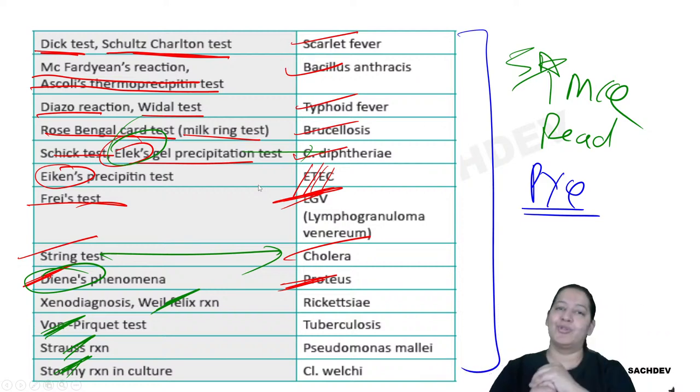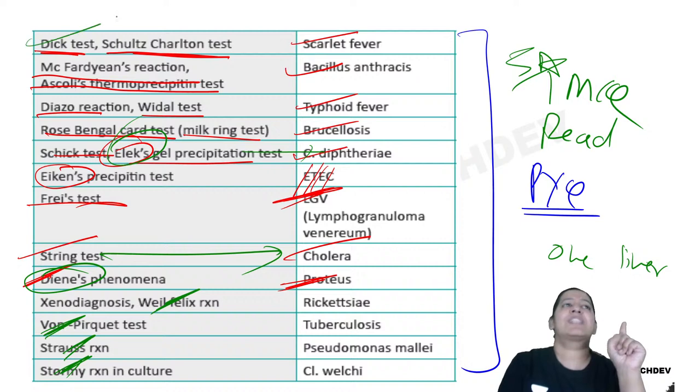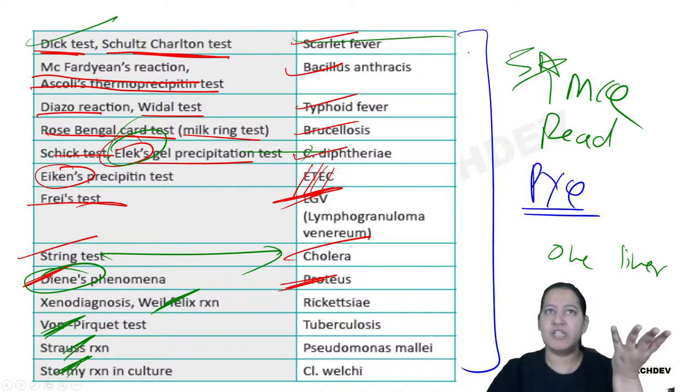If you have time, you can do that. If you don't have time, one-liners will come. In the exam, most of the questions are one-liner, straightforward questions. So Dick's test occurs in which? So it is scarlet fever. There will be four options, and among them scarlet fever.